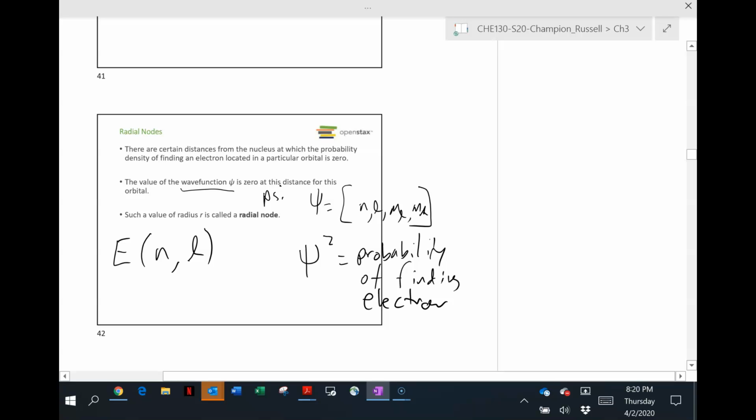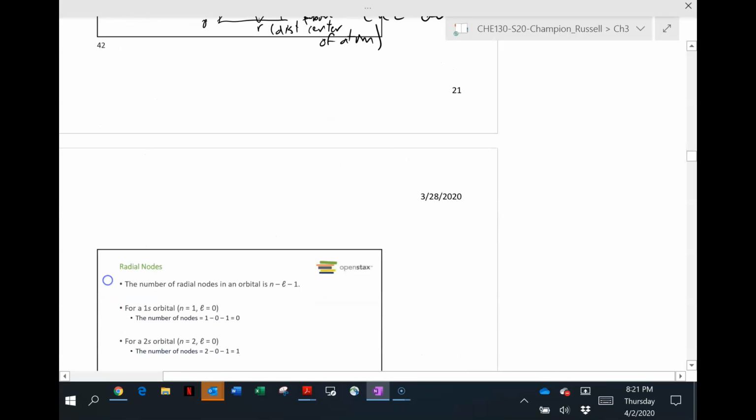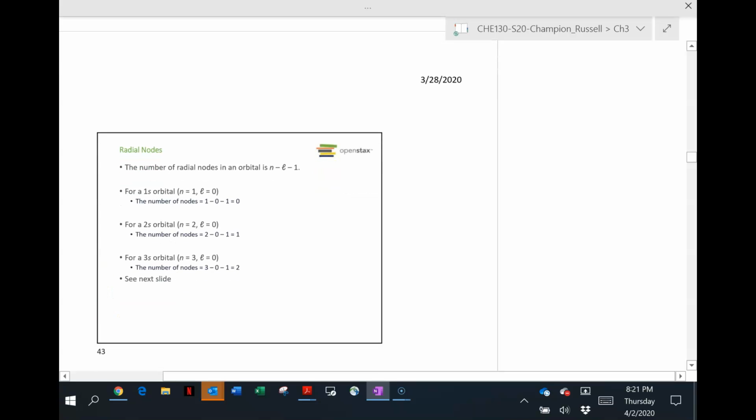Now, this slide simply says that if you look at a graph of wave function versus r, you might have a wave function that goes up and then comes down and then goes back up again. This point here where it's 0, that is what they call a radial node. Okay, and again, r is going straight out. This is the distance from the center of the atom. And you can relate that to the value of n minus l minus 1.